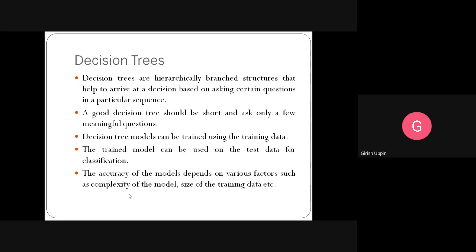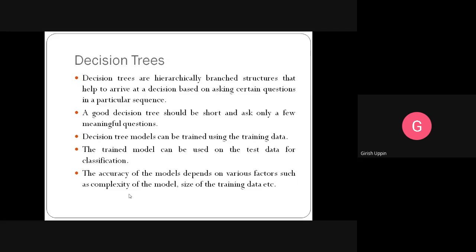So what are decision trees? It is a hierarchical branched structure, where a question is asked at each node, and according to the answer to that question, the flow goes down the tree to the end leaf, where we have the particular class or decision. A good decision tree should be short and ask only a few meaningful questions. This is the most desired out of decision trees. It should ask very few, short questions and still arrive at a meaningful decision.